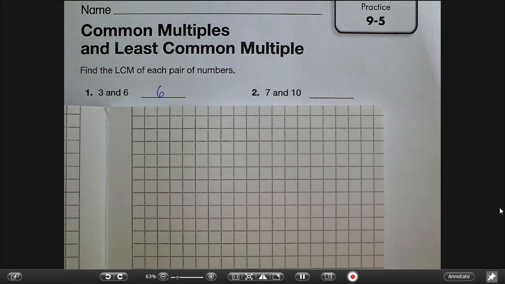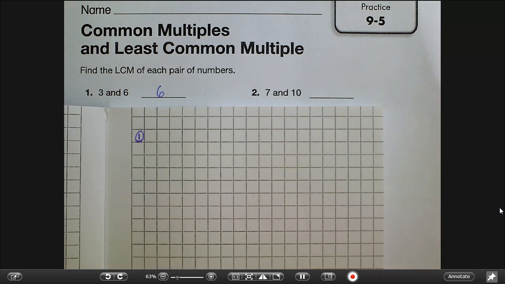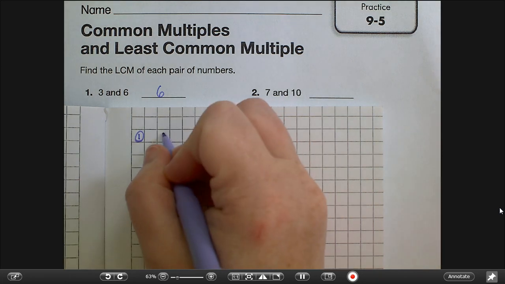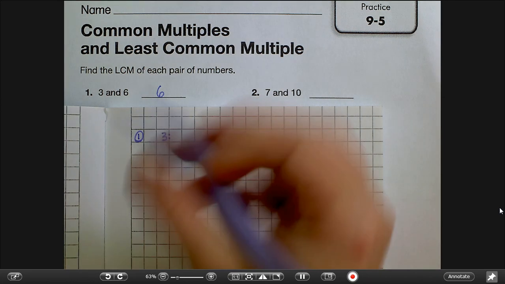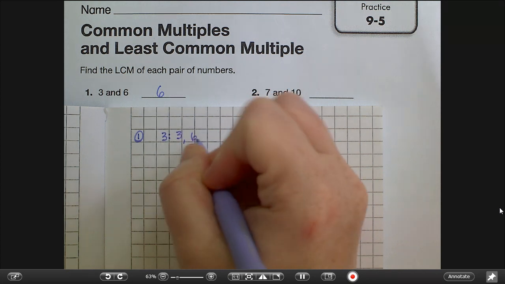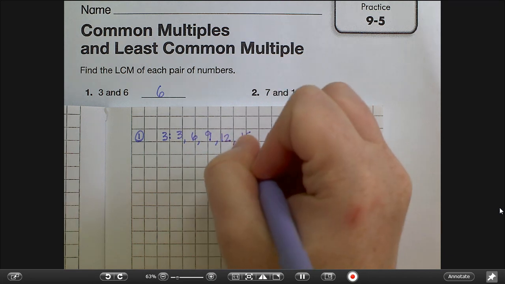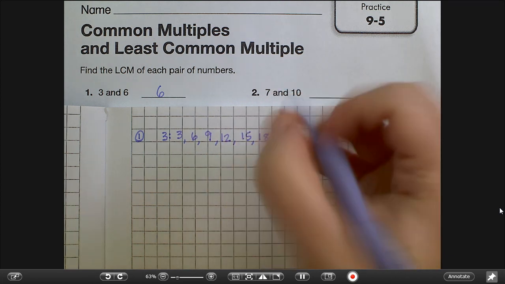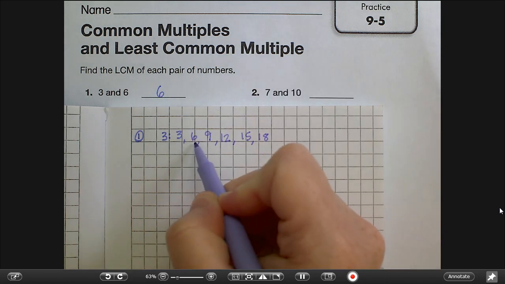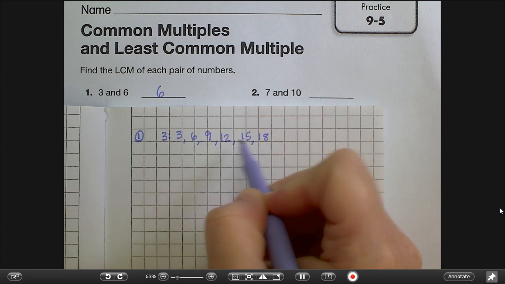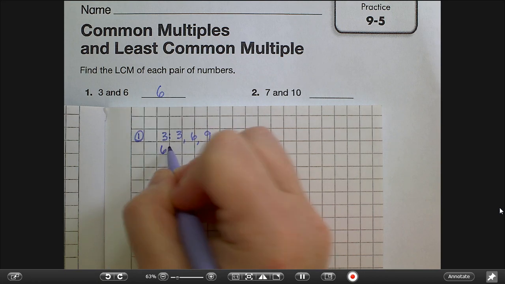Okay, so for number 1, they want us to find the least common multiple of 3 and 6. So what I'll do is I'll list out the multiples for each of these two numbers. 3, 6, 9, 12. And if you're wondering how I'm finding these numbers, I'm just multiplying 3 by different numbers. 3 times 1, 3 times 2, 3 times 3, 3 times 4, 3 times 5, and so on. I don't really need that many for this one, so I'll just write a couple.